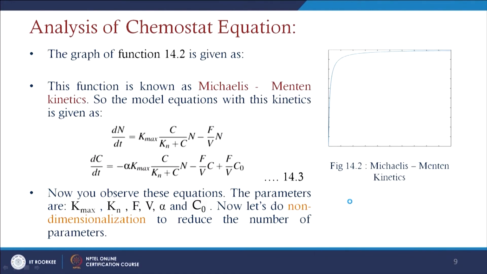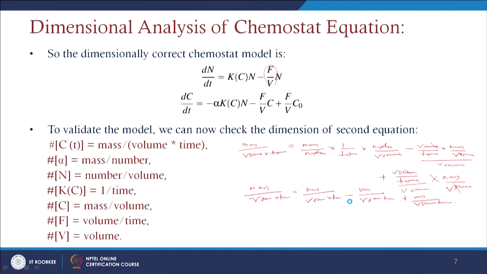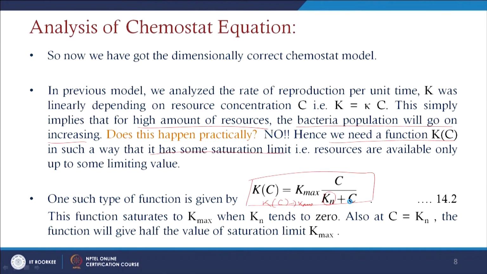And in the graphical sense, if you just visualize this, it is represented in the figure here. This function is known as Michaelis-Menten kinetics, and this model with this kinetics will be given as follows: if you replace dn by dt with kcn minus f by vn here.